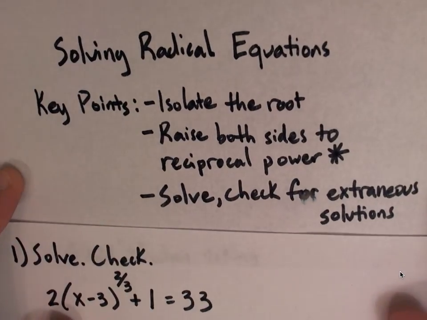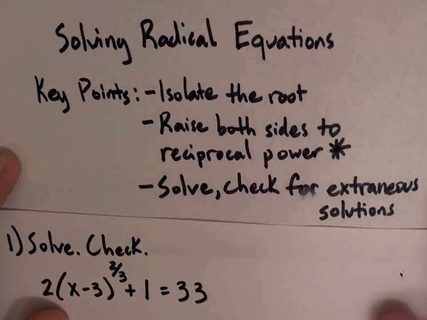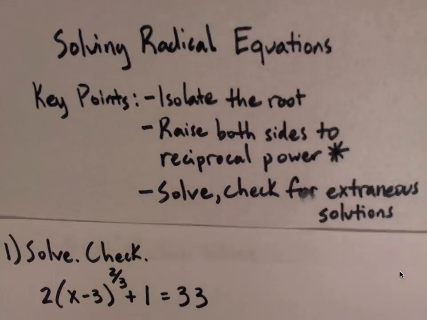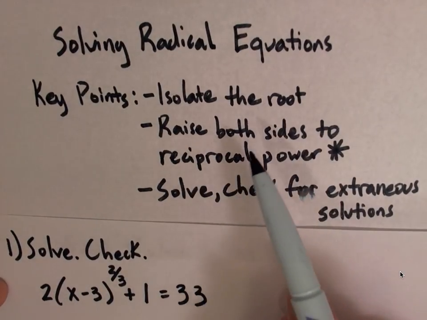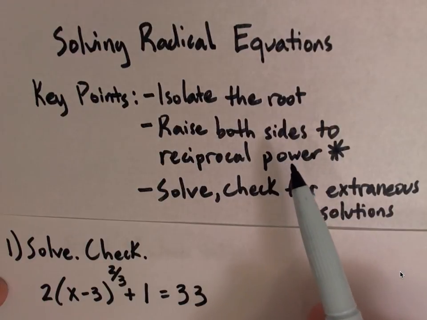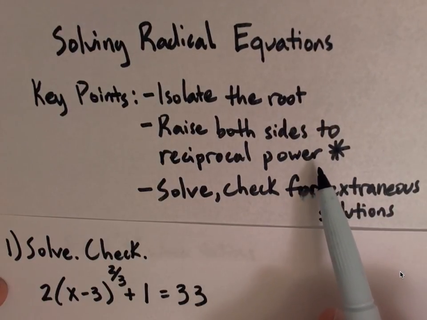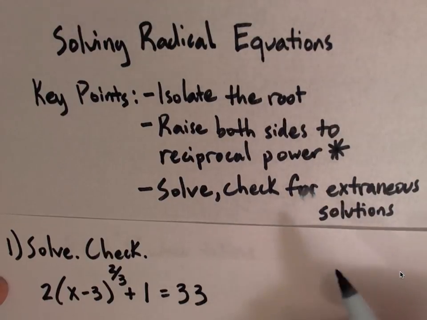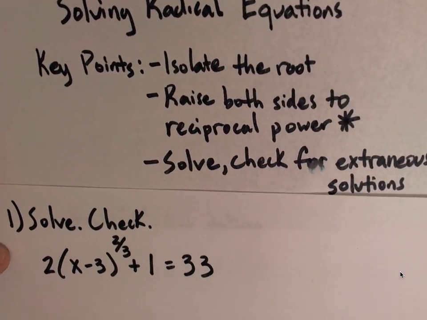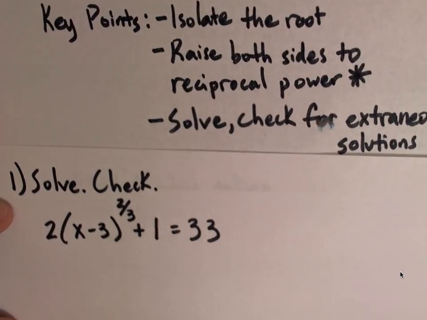Alright, so we talked last time about solving radical equations, so we're actually going to try a few now. Remember the key points: you want to isolate the root, raise both sides to the reciprocal power, be careful for roots, like taking a square root or a fourth root, add plus or minus, and then solve, check for extraneous solutions. So let's try number one, solve and check.